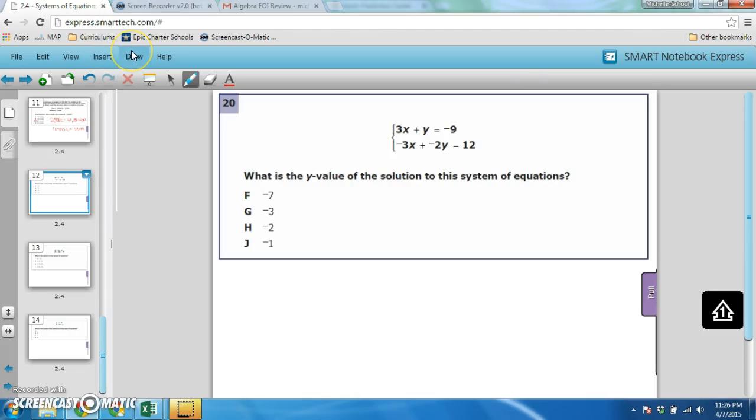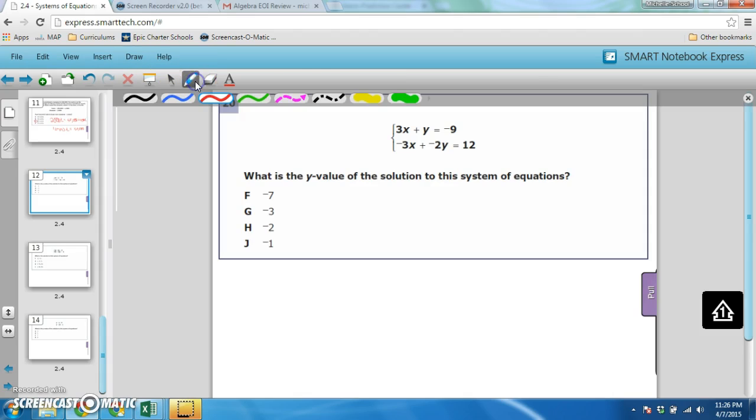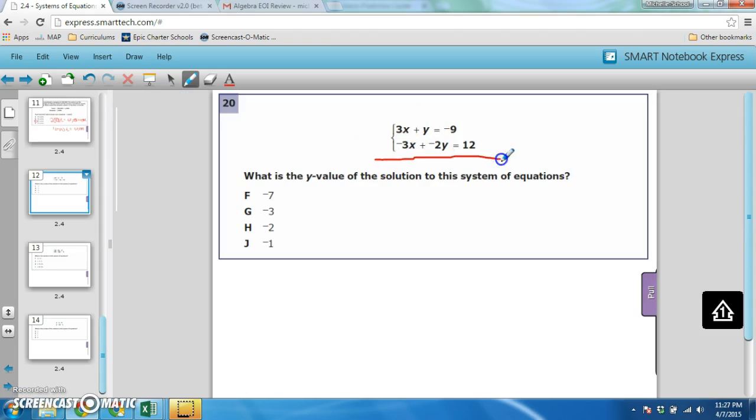Okay, let's finish up this system of equations. There's only 3 left to do. So it says, what is the y value of the solution? They want y, so we need to get rid of x. In this case, they have already set it up great and easy for us to get rid of x. We can just add these straight down.